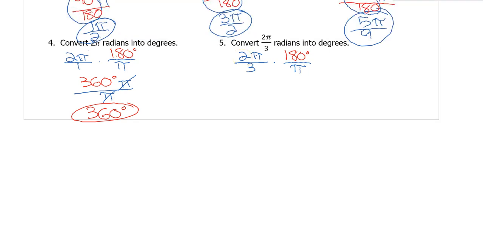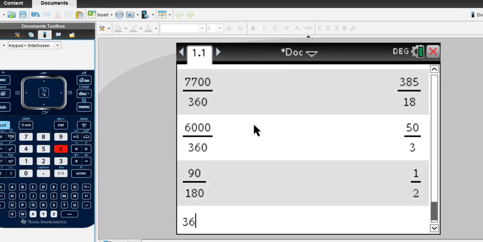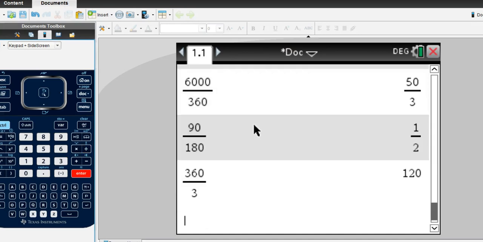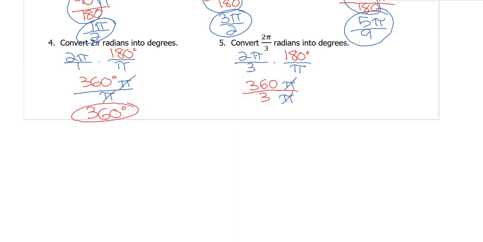Multiplying straight across, 2 times 180 is 360. And then 3 on bottom. And then, right, the pi is on top and on bottom. But nicely, pi divided by pi, those go away. 360 divided, and then I'm just typing in 360 divided by 3. Right? And I get 120.